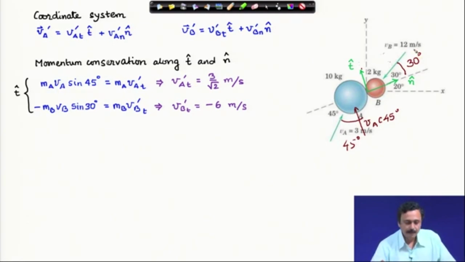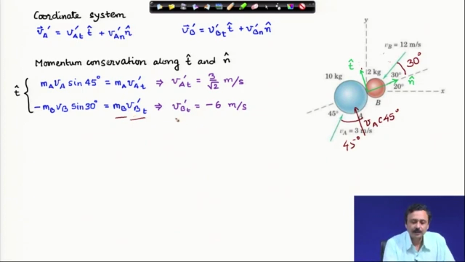Therefore, m b v b sin 30 degree in the negative t cap direction must be equal to m b v b in the tangential direction outgoing. So, whatever be the outgoing velocity, its tangential component I have taken and multiplied with the mass of particle B. That gives me the outgoing tangential linear momentum component, and that must be equal to the incoming linear momentum component in the tangential direction.